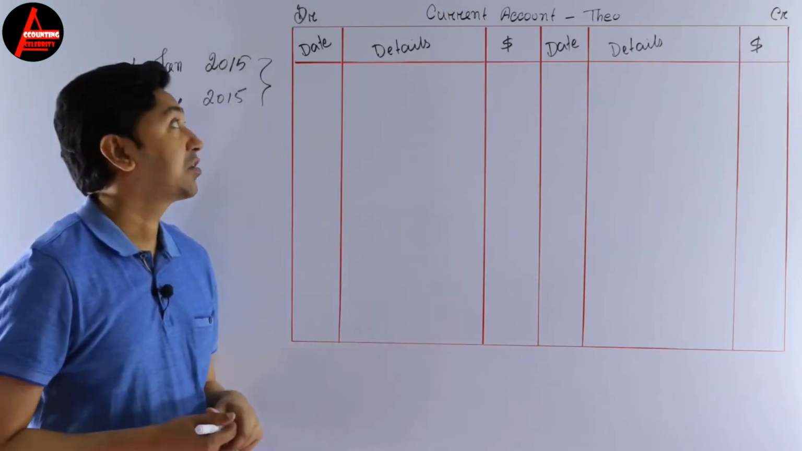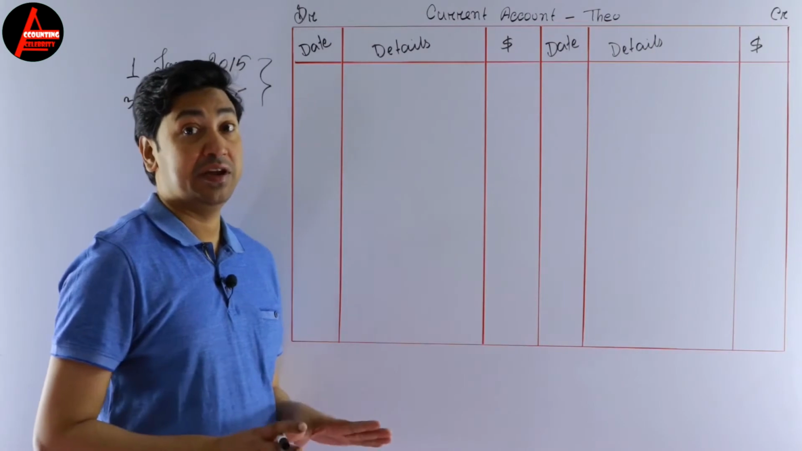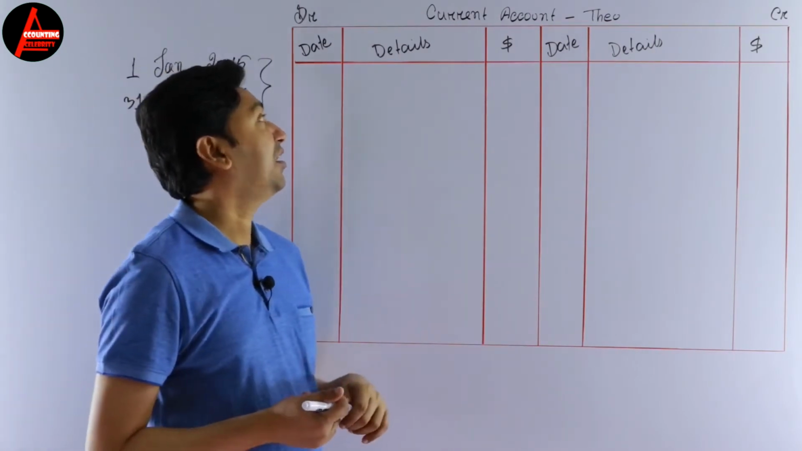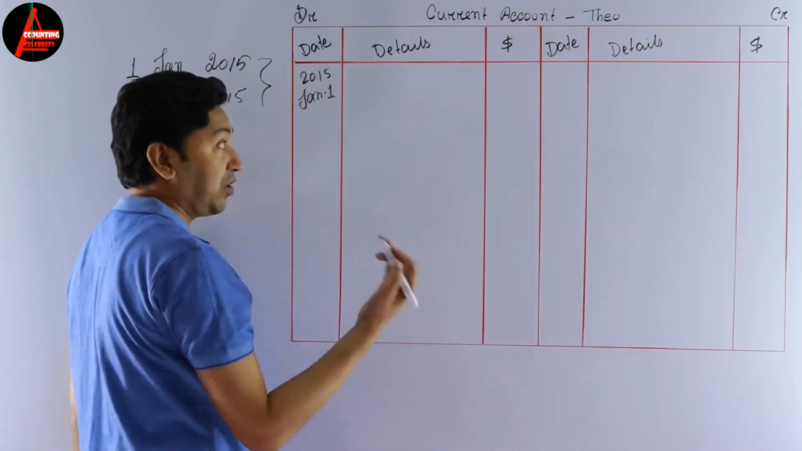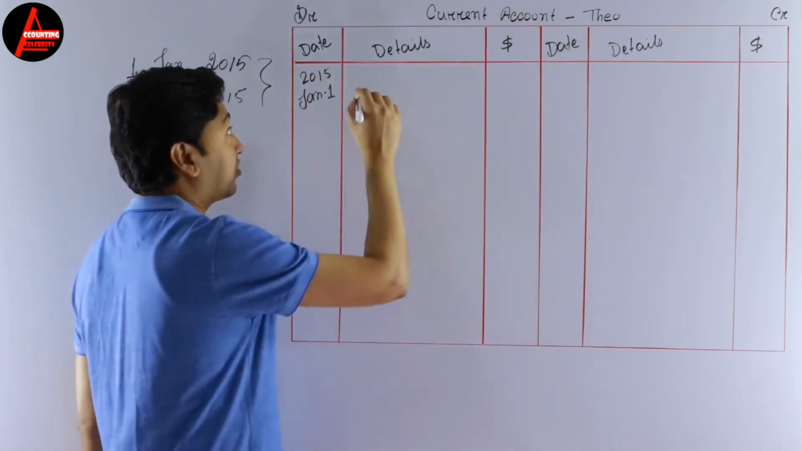Now let us include all the information-related items here in the current account. First of all we'll write the balance BD. Dio has a debit balance, so as I told you, if it is a debit balance you have to record it on the debit side.